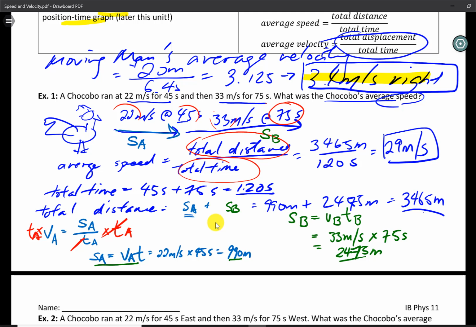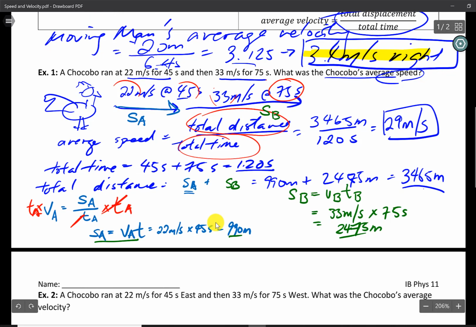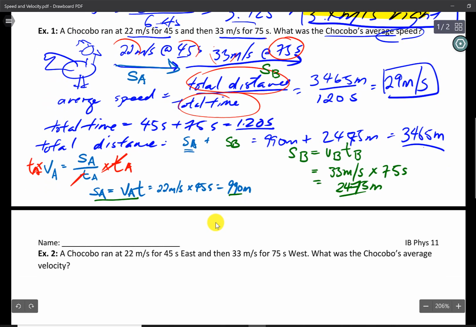So this is how you would tackle a problem where you're using some sort of average: you need to break down the two segments of motion individually and then find a way to put them back together. It's kind of like finding components, or adding vector components. Break it down, put them back together, just like Lego.